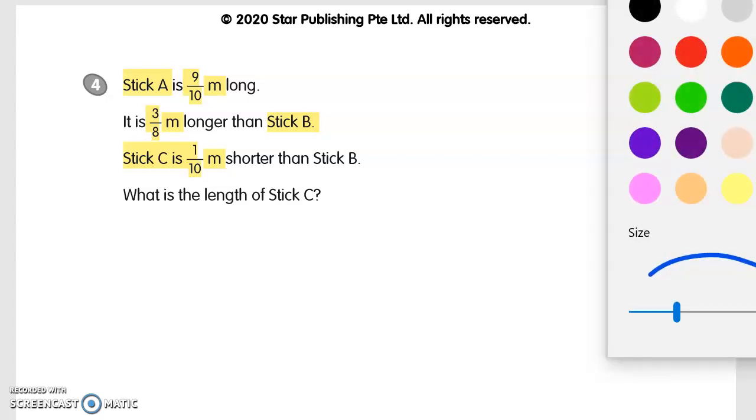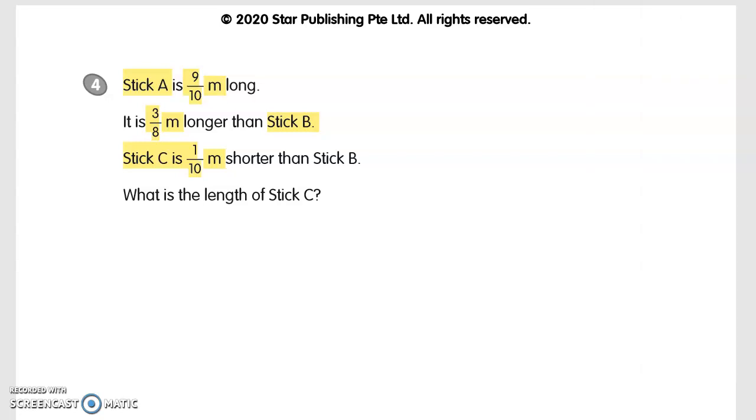So we have 3 sticks here. Let's draw them. We have A, and then we have B, and we have C. Okay, let's start with A. A is 9 out of 10 meter long. Okay, 9 out of 10.